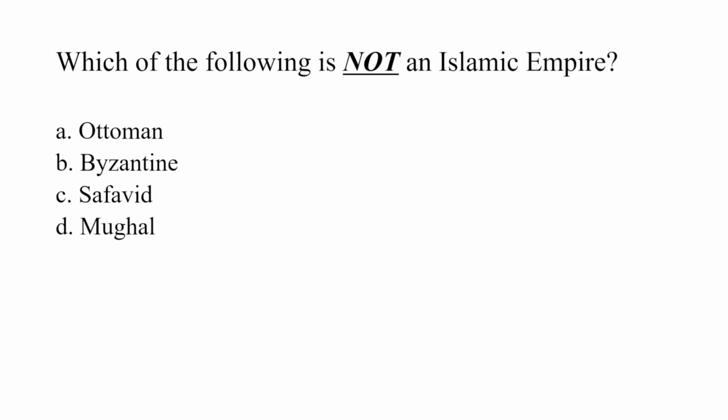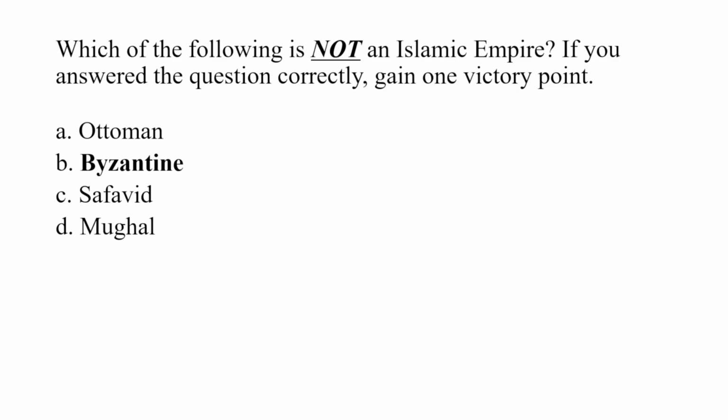So which of the following is not an Islamic empire? The Ottoman, the Byzantine, the Safavid, or the Mughal? And again, instructors might wish to pause the video before I give the answer. And the correct answer is Byzantine. It was an Orthodox Christian or Eastern Christian empire.